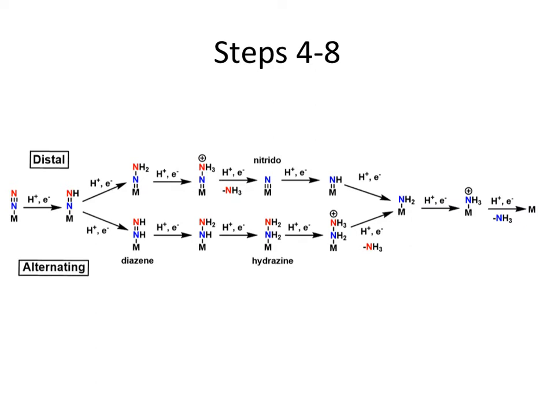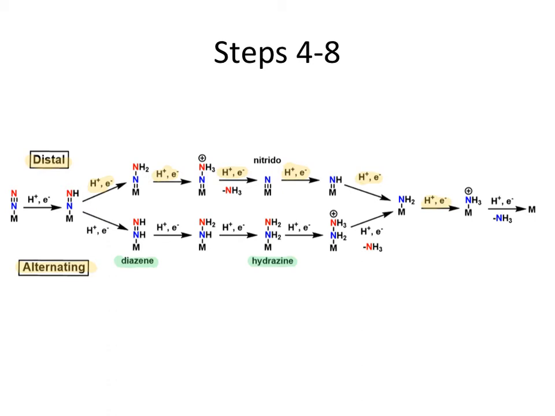There was both a distal and an alternating pathway that were proposed. In the distal pathway, once the dinitrogen is bound, the terminal nitrogen atom is removed by 3 subsequent protonolysis electron transfer steps, so proton-electron transfer steps, and that removes 1 ammonia, and then the second nitrogen is removed in 3 additional transfers. In the alternating pathway, hydrogen atoms are added pairwise, forming diazine and then hydrazine, and finally two ammonia molecules.